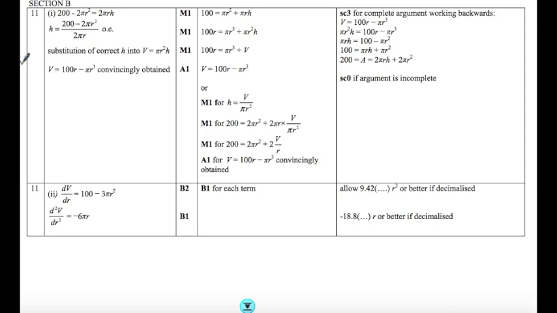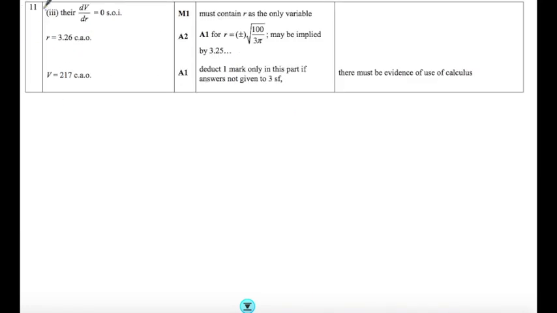Right. So, a mark for, so they've done very similar to us. They've made H the subject, a mark for subbing it into V, and a mark for that correctly obtained. And then 2 marks for dV by dr and 1 mark for second derivative. 1 mark for setting your first derivative to 0, 1 mark for getting to 3.26, and a final mark for 217. Deduct 1 mark only if this part, yeah, so that's fine. We maybe went a bit over the top with our significant figures.